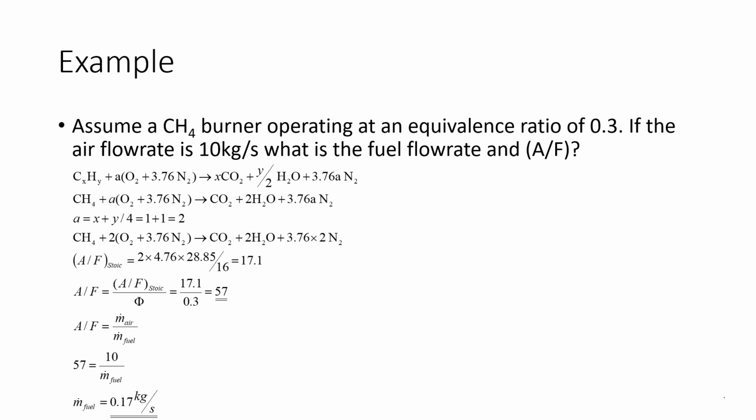And based on the equivalence ratio relation, we can find the air to fuel ratio for this specific process, which is equal to 57. And air to fuel ratio can also be written as mass flow rate of air divided by mass flow rate of fuel. So we are already provided with mass flow rate of air, which is equal to 10 kilograms per second. And then we can calculate mass flow rate of fuel as 0.17 kilograms per second.